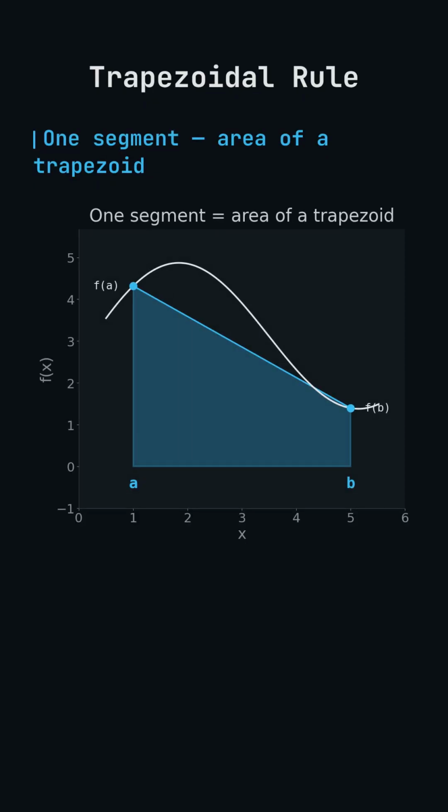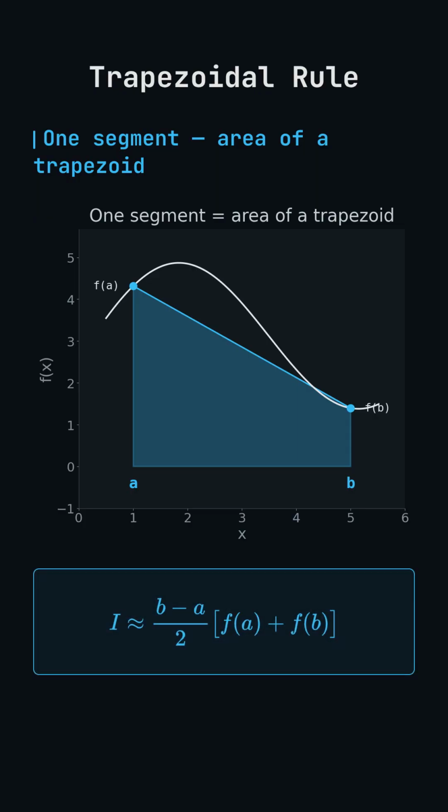Start with the simplest possible case, just 2 points, a and b, one segment. Connect f of a and f of b with a straight line. The area under that line is exactly the area of a trapezoid. Average the two heights, f of a and f of b, and multiply by the width, b minus a. That is the trapezoid area formula from geometry, nothing more.